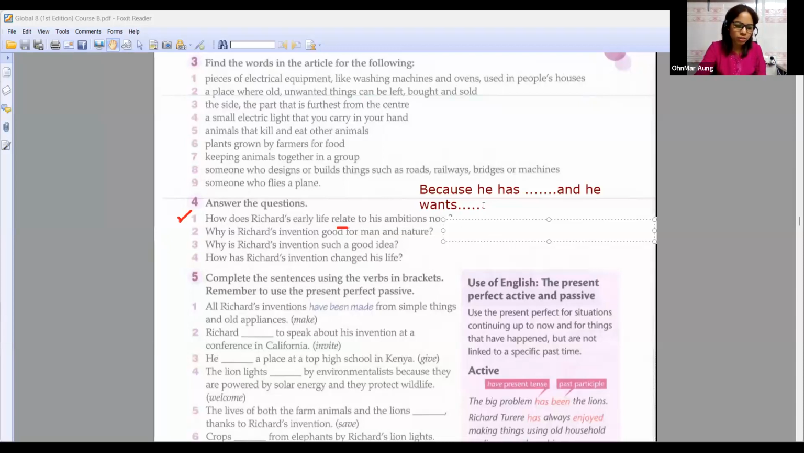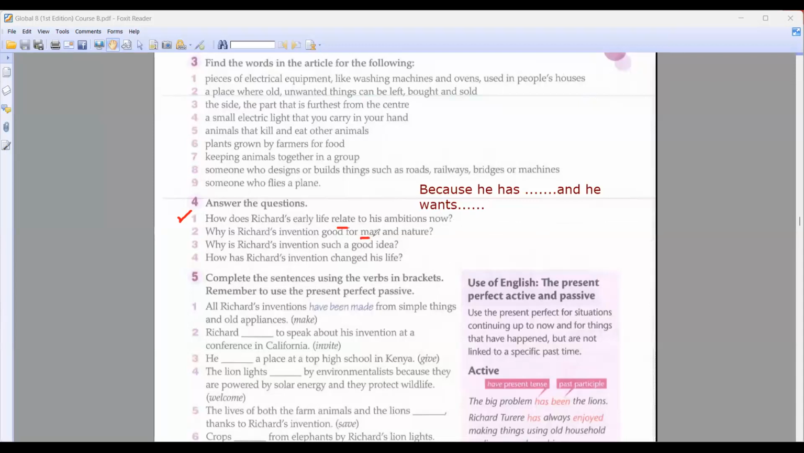It doesn't cost much, so it means it helped the farmers. Many people could afford it. And another thing, go further down. Across Kenya, Richard's idea has been adopted by farmers to protect their animals from predators and to protect their crops from elephants. Yes, you need to take the ideas from that paragraph. Good.